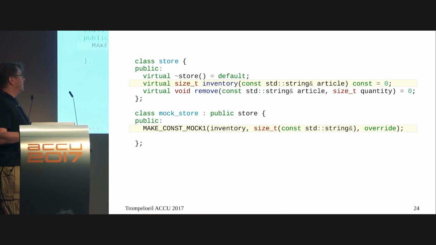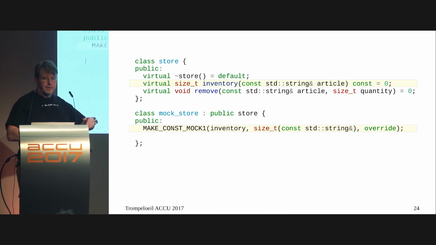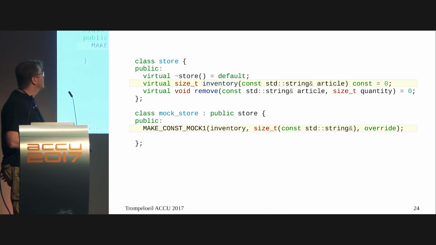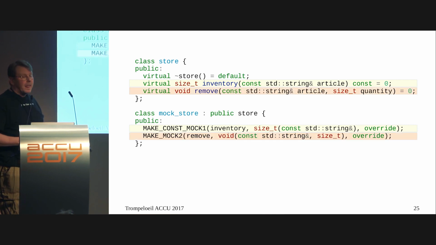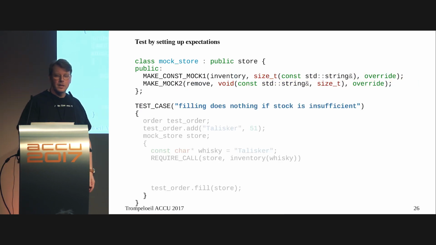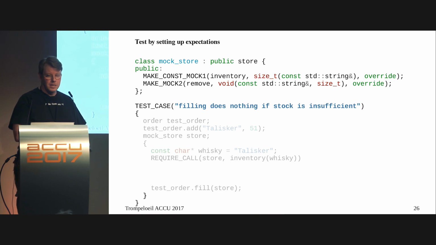So we need to mock these functions. I didn't mention make const mock, but that is for creating a const member function, mocking a const member function. And of course the override, since this is a virtual function that we're implementing. And likewise for remove, now it's make mock 2 because it has 2 parameters. So we can write a test.